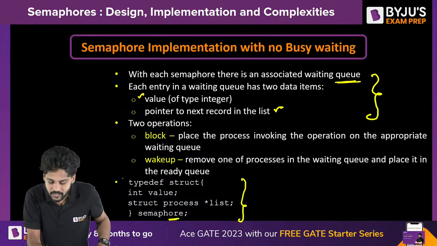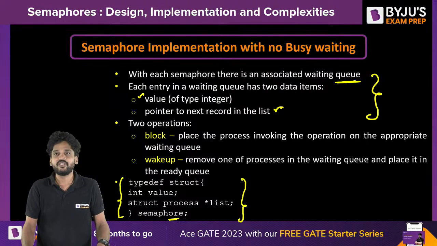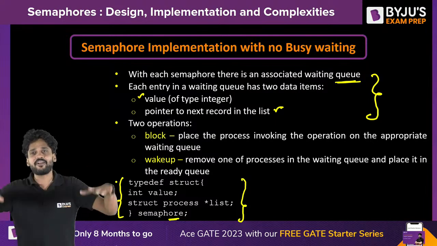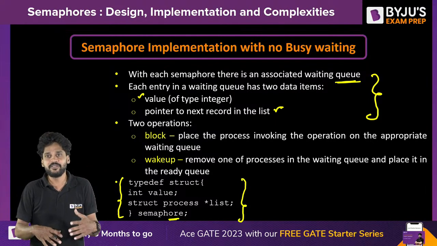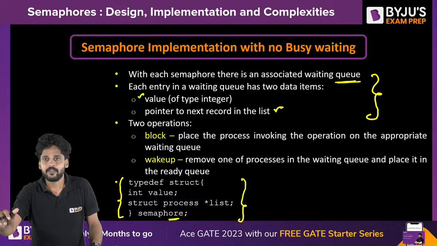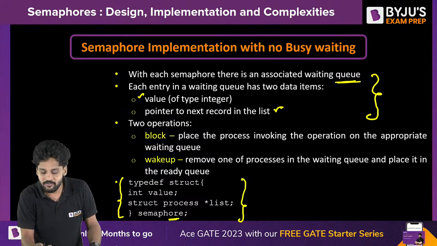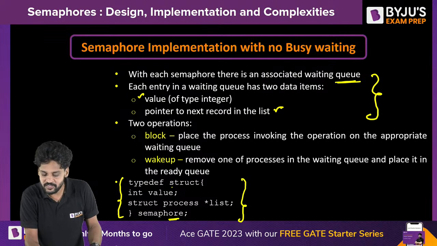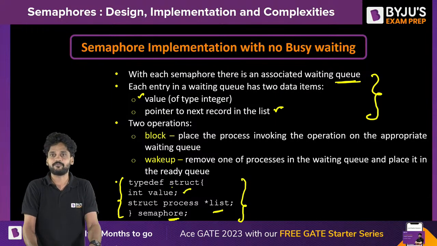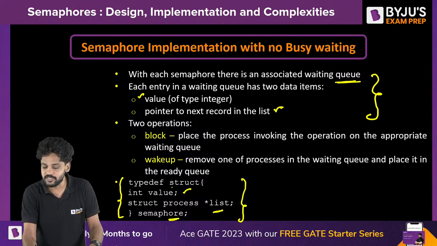Let us look at the lower portion of the screen. If you want to redefine wait and signal to be completely free from busy waiting, before we define wait and signal, we need to define one structure with the name semaphore. Here, typedef struct semaphore. This semaphore structure will have an integer value and a list of the processes that are blocked on that semaphore.